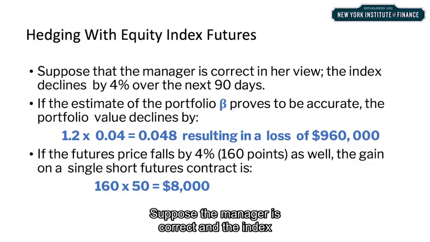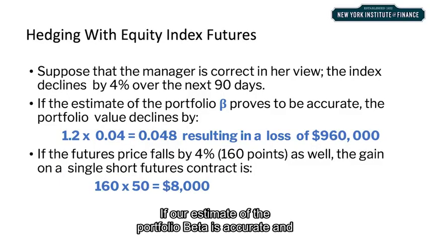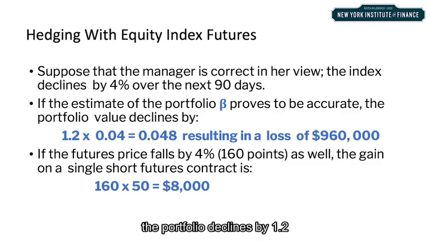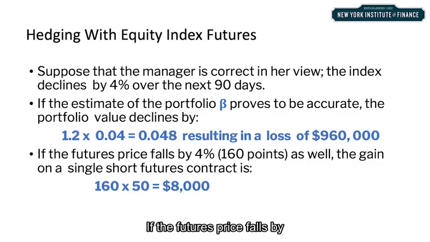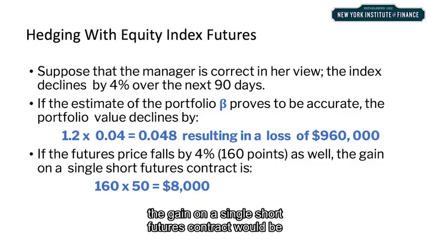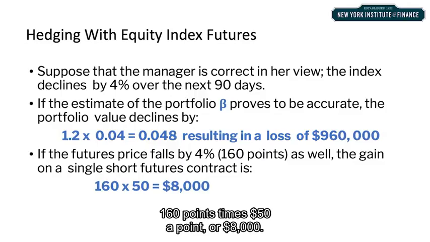Suppose the manager is correct and the index declines by 4% during the next 3 months. If our estimate of the portfolio beta is accurate and the portfolio declines by 1.2 times 4%, or 4.8%, this would cause a loss of $960,000. If the futures price falls by 4%, or 160 points, as well, the gain on a single short futures contract would be 160 points times $50 a point, or $8,000.